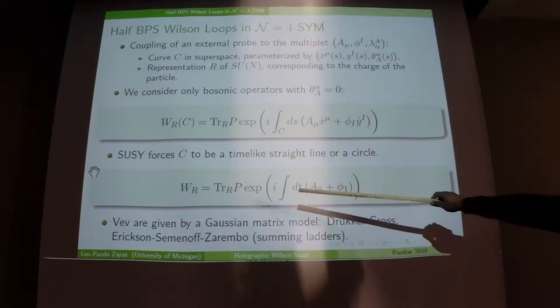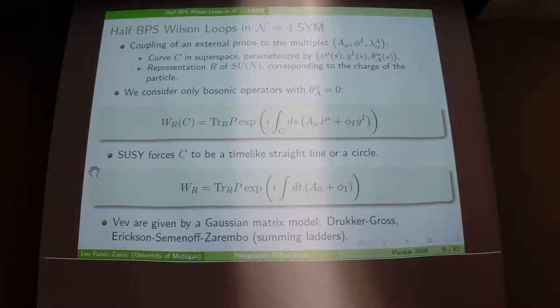But the analysis of supersymmetry that is standard, that gives you the straight line, is timelike supersymmetry. So, in Lorentzian signature, if I try to do a straight, spacelike straight line, it's not half supersymmetric. It's not half supersymmetric.